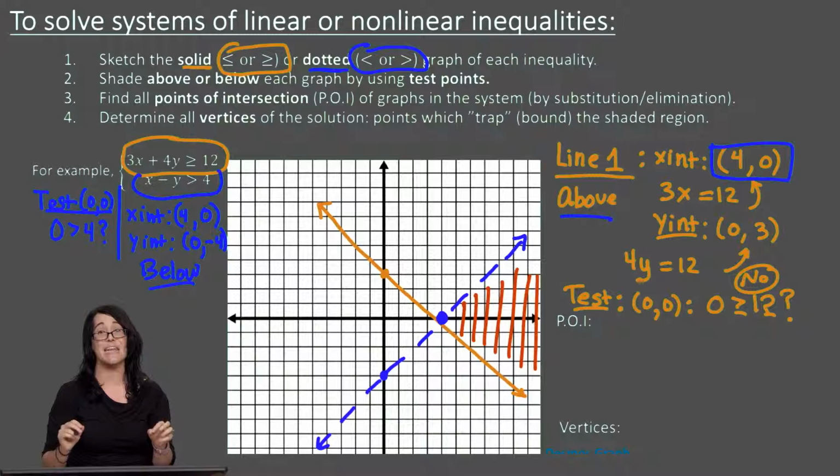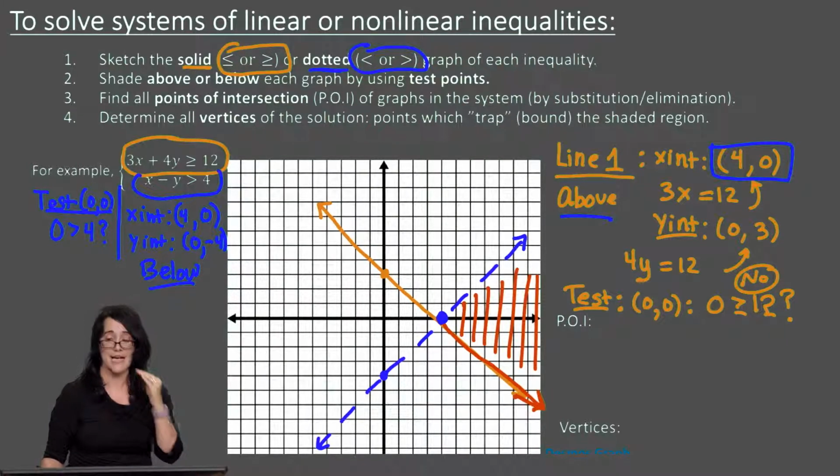In other words, any point that is in this space, in this shaded region, would satisfy both constraints at the same time. Notice it includes points on the first line, because that was an or equal to, but it does not include points on the second line, because that had the dashes. That meant that we did not include those points. They're merely boundaries, okay? So now we found our solution region.